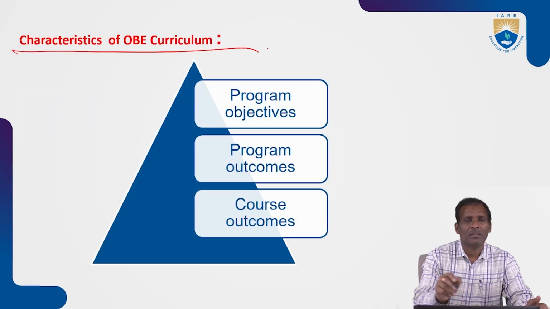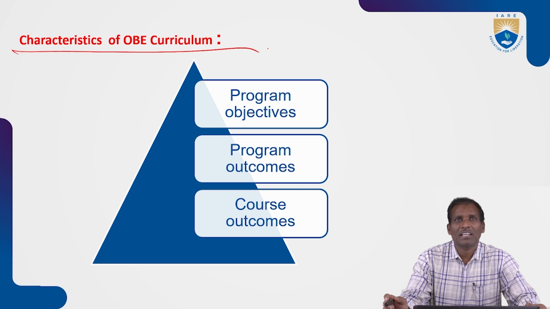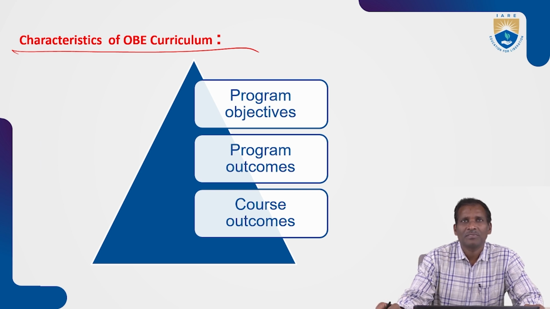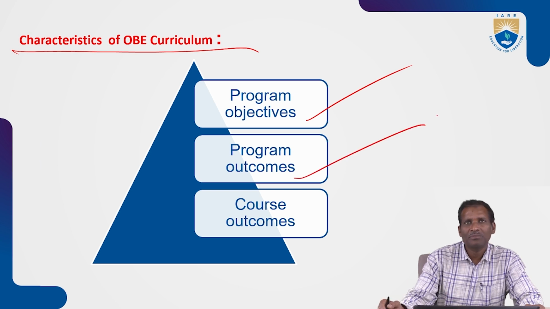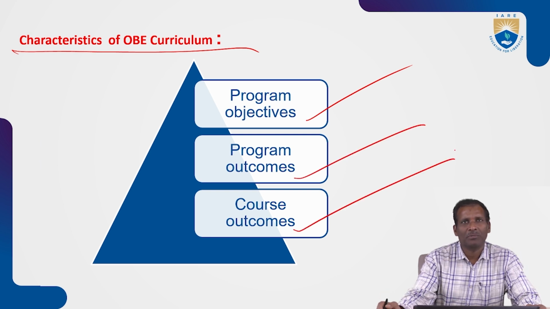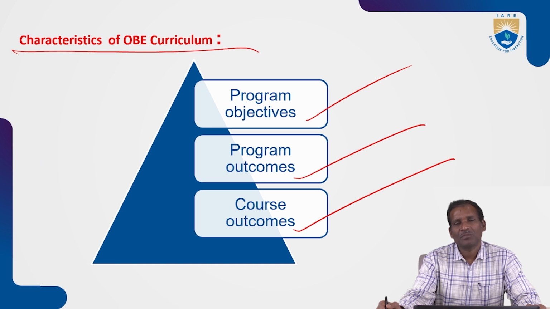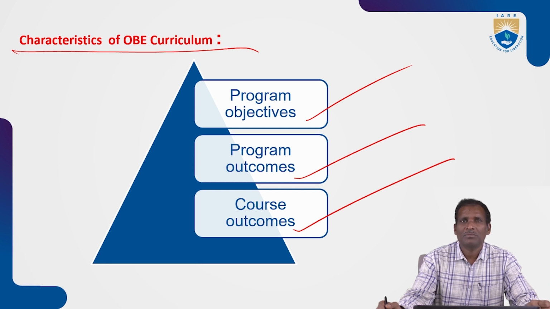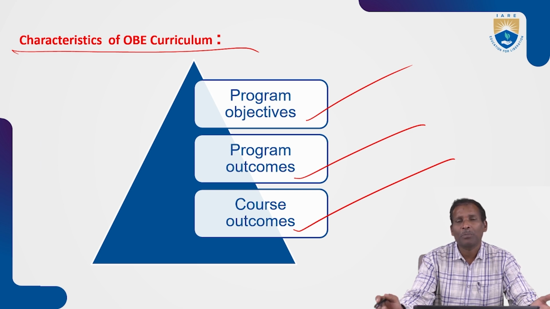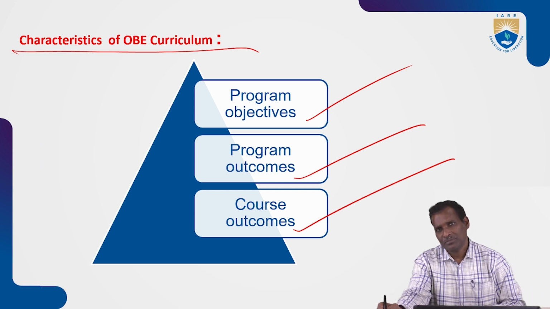Next, the characteristics of the OBE curriculum. What are these characteristics? Program objectives, program outcomes, and course outcomes. What are the program's main objectives? What is the program outcome? PEOs, POs, COs, and PSOs, program specific outcomes. So these are the characteristics of the OBE curriculum.